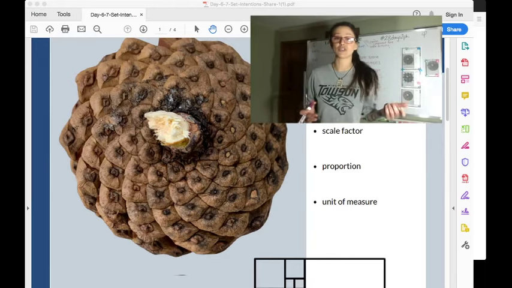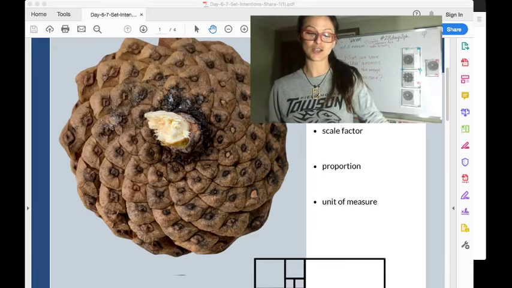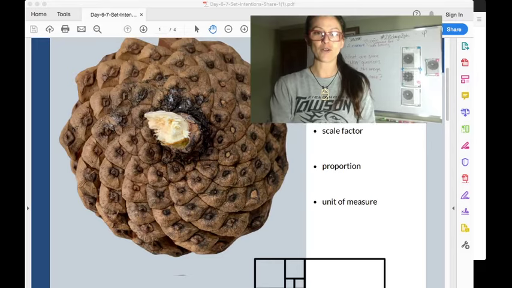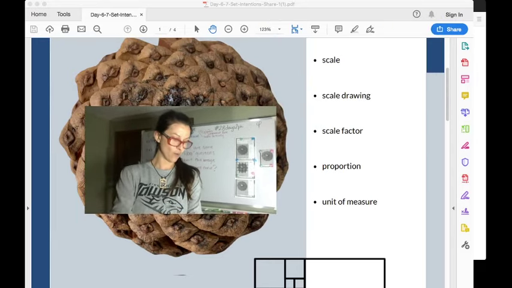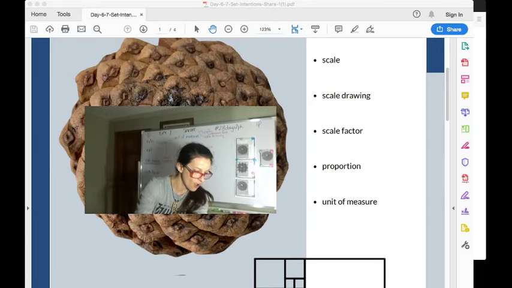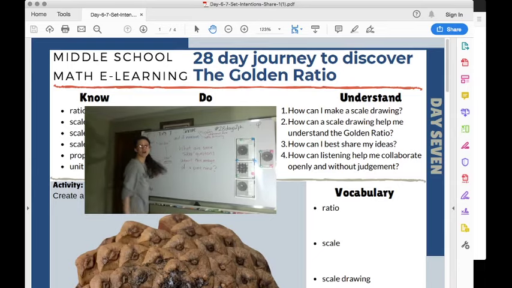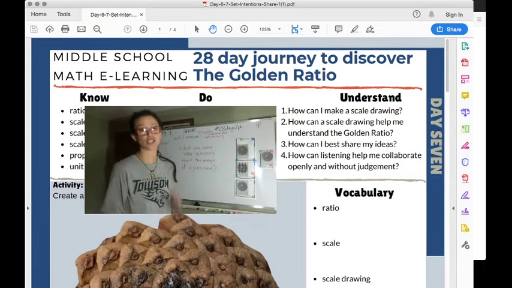Well, now that you've activated, let's talk about it. How can I make a scale drawing of this image? So that's the first how question I'm going to answer. On the PDF enhancement, you can see that our how questions for today in terms of what we want to understand are, how can I make a scale drawing? So next, how can a scale drawing help me understand the golden ratio?